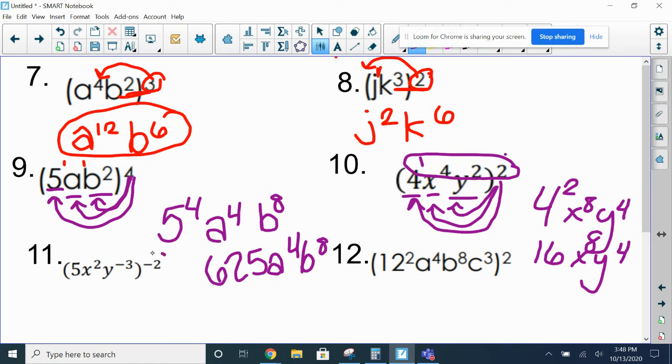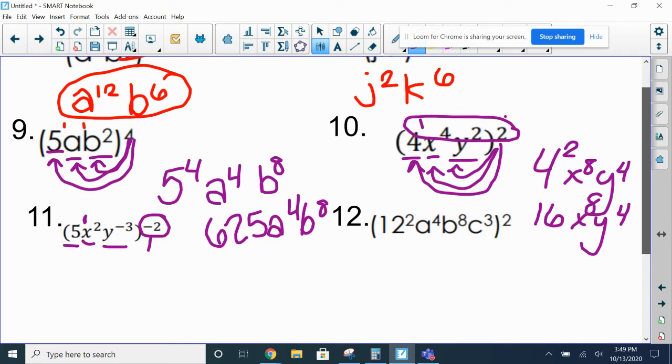So again, we're distributing this exponent of -2 into every single base. I have a base of 5, a base of X, a base of Y. And again, no exponent shown for the 5, so there's an assumed 1.